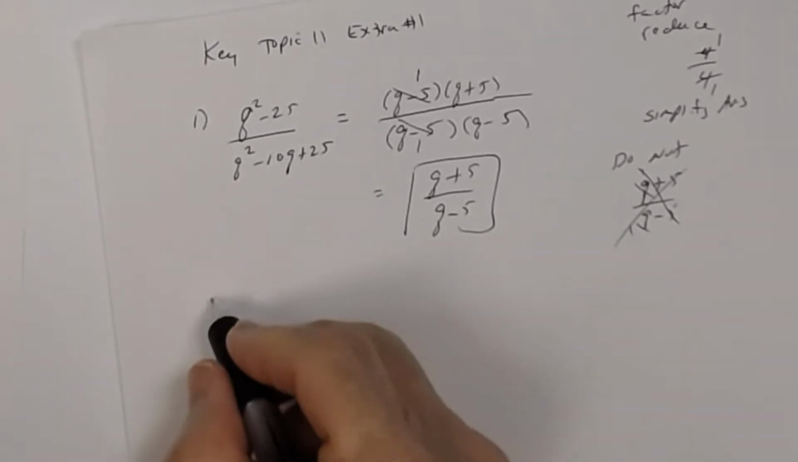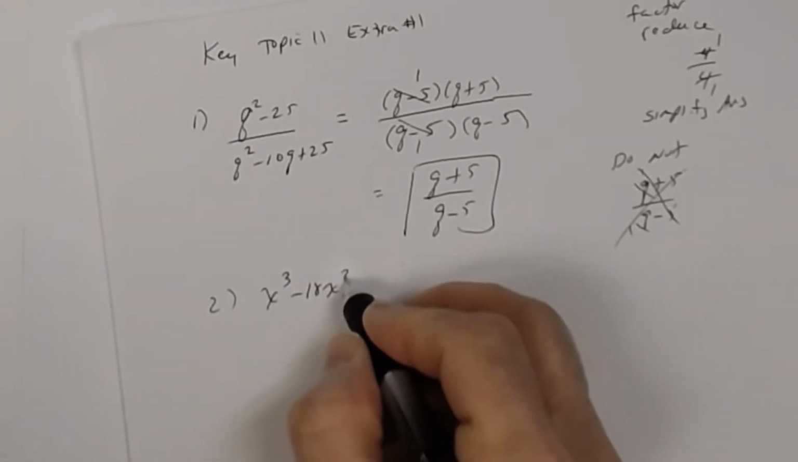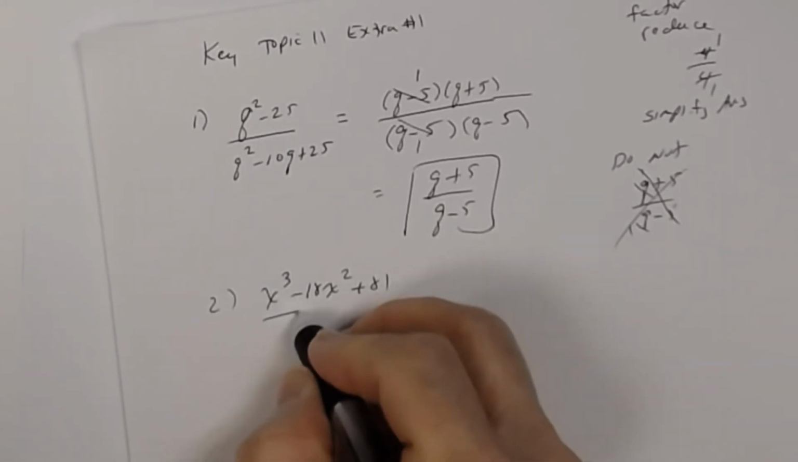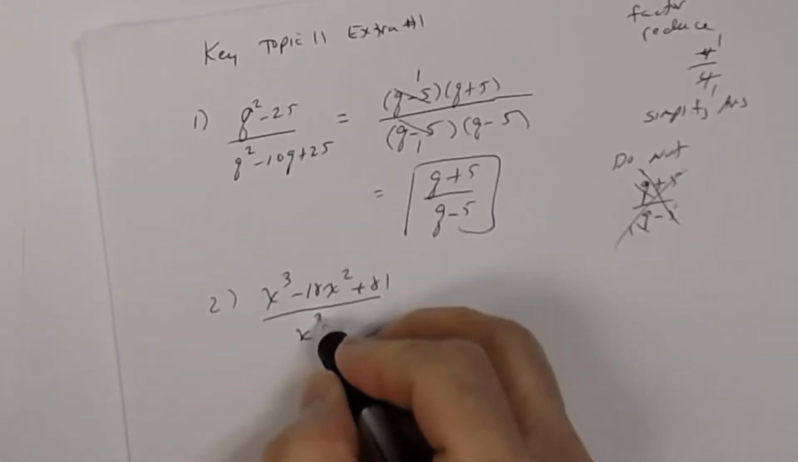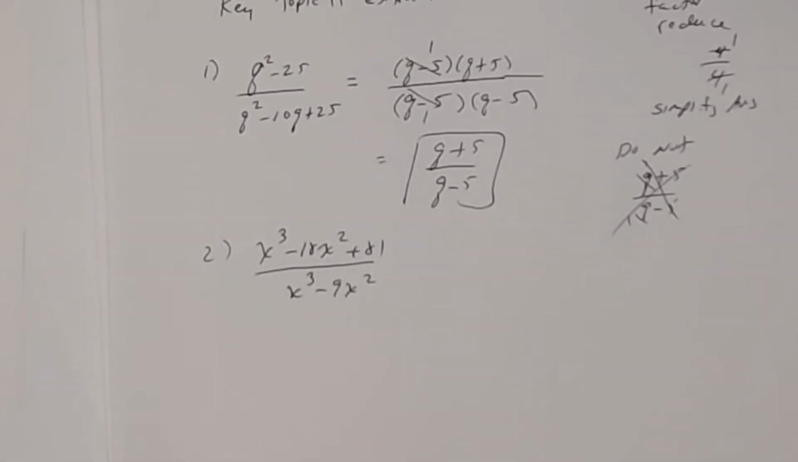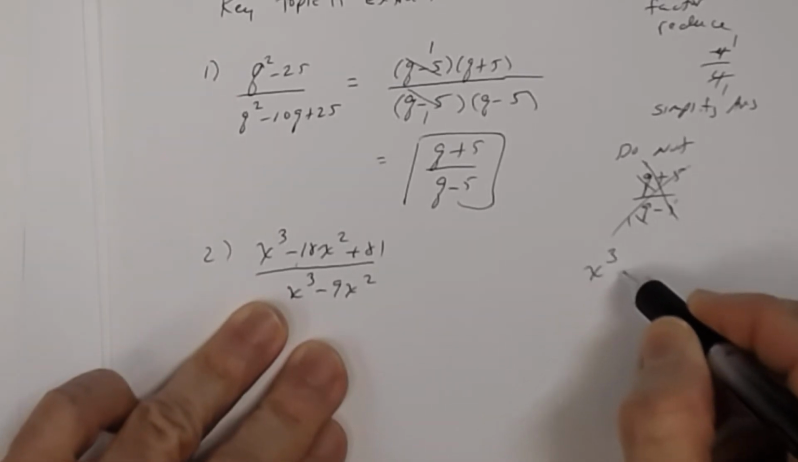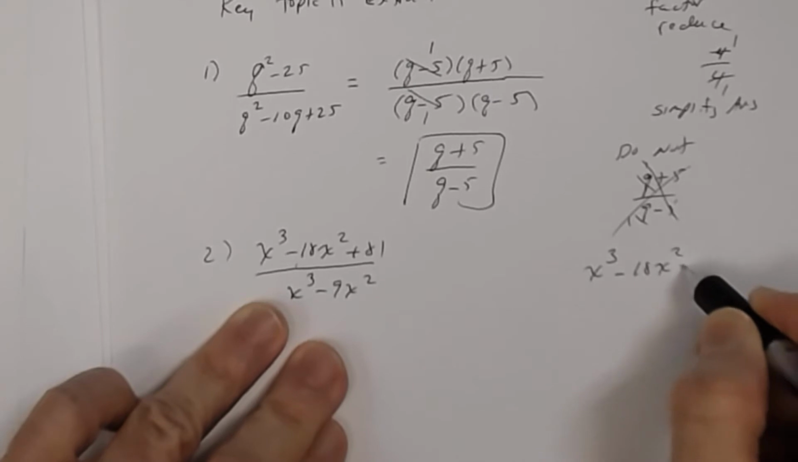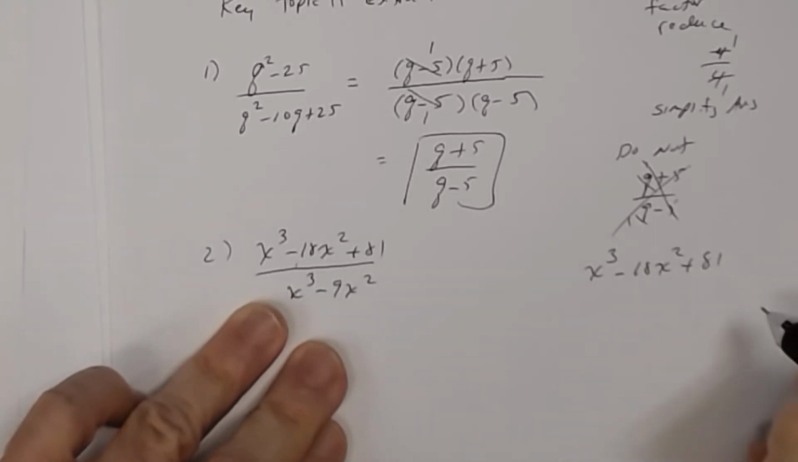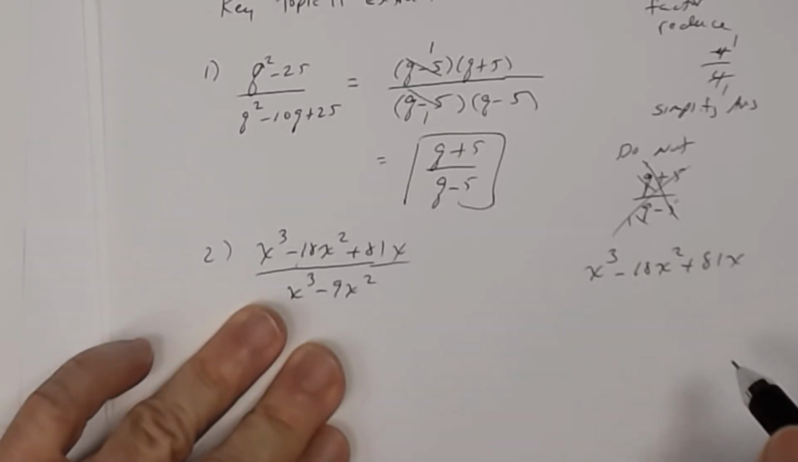All right, number two. We have x cubed minus 18x squared plus 81x divided by x cubed minus 9x squared. Now, there's quite a bit of stuff that you have to do in this one. So what I would do is I would rewrite the numerator and kind of work with it in terms of factoring. And that's supposed to be an 81x right here.